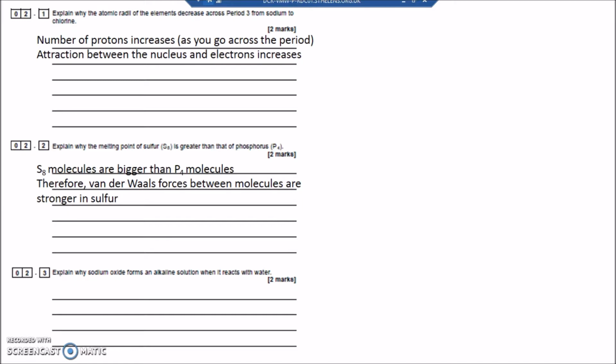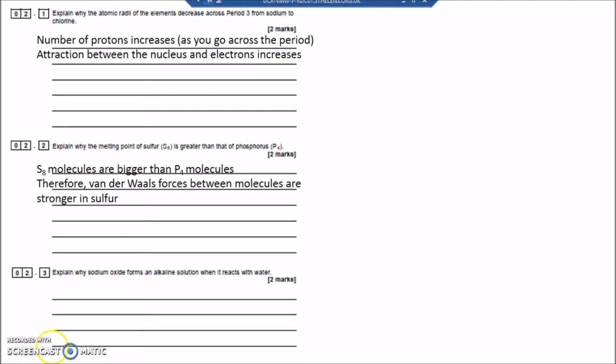You've got to name the force, it's van der Waals. So that's essentially the attraction between the nucleus in one atom in one molecule and the electrons in another molecule, and therefore you get more van der Waals forces. So therefore the melting point will be greater in sulfur because it's a bigger molecule. S8 is bigger than P4.